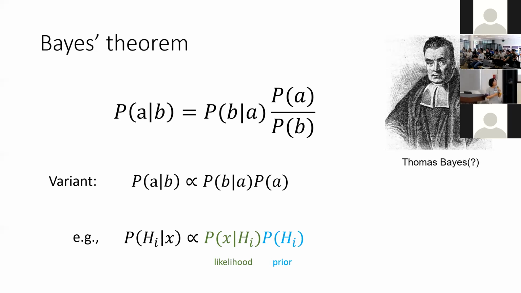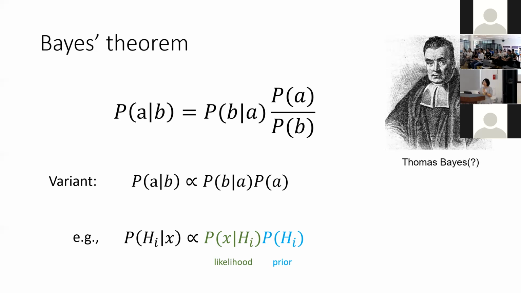So if we use this special case, suppose we are going to estimate the probability that one specific hypothesis, Hi, holds. It's proportional to the likelihood, that if Hi is correct, the probability of observing the data X, times the prior probability of hypothesis i. So this makes much sense to me.